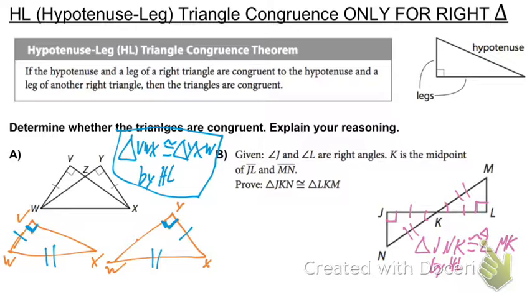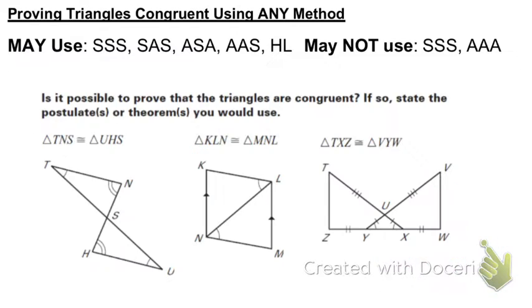How would I know? By hypotenuse, leg, by ASA, by whatever you want. You only need one of them. Oh, you need both, right? Do we though? All right. Questions on that? Okay.